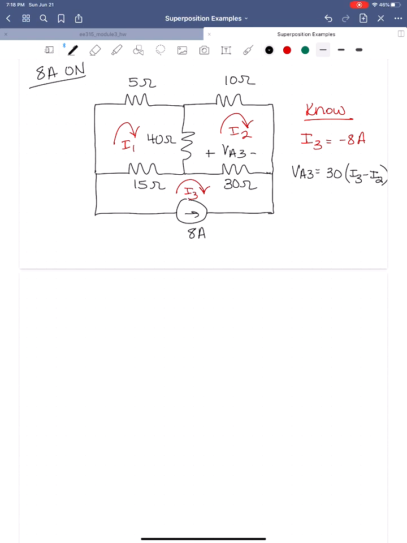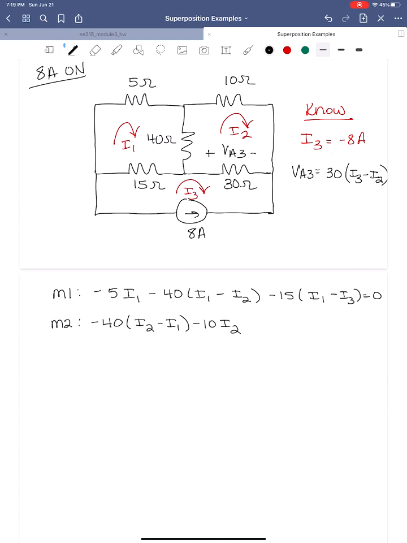Okay, so we need mesh 1 and mesh 2 equations. So mesh 1 is going to be -5 times I1 minus 40 times (I1 minus I2) minus 15 times (I1 minus I3). That sums to 0. Mesh 2, starting with the 40 ohm resistor, minus 40 times (I2 minus I1) minus 10 times I2 minus 30 times (I2 minus I3) is equal to 0.